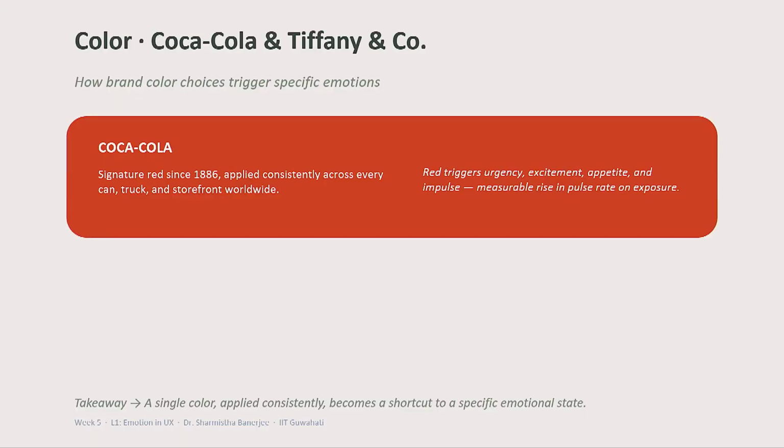So the Coca-Cola red. Depending on the screen that you are on, you might see the same red as Coca-Cola, or you might see a different kind of red. However, the red over here uses the same RGB number which Coca-Cola uses. The signature red color of Coca-Cola has been in use since 1886, and it is applied consistently across every can, truck and storefront worldwide. This red triggers a feeling of urgency, excitement, appetite and impulse, and a measurable rise in pulse rate on exposure to that particular color, and that's why the brand decided to use this particular color.